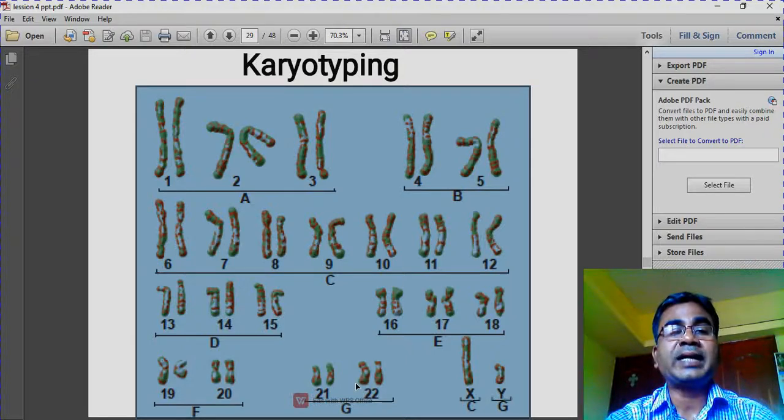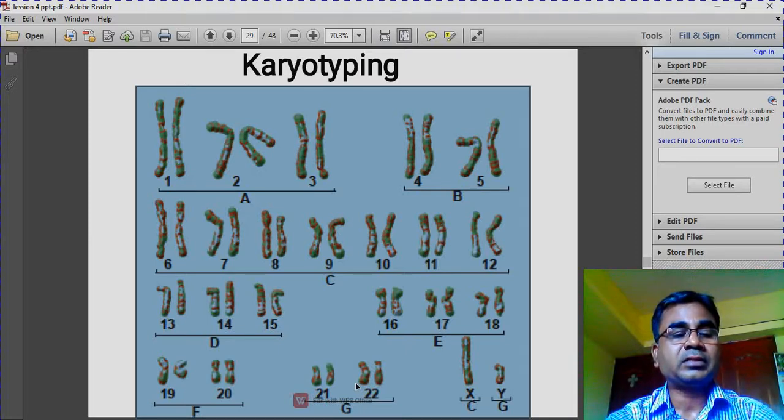So how can this karyotyping be prepared? What are the procedures? First, you have to culture the cells. For example, we are culturing lymphocytes of the blood. We culture these blood cells and induce mitosis, so as a result the cells keep on dividing.